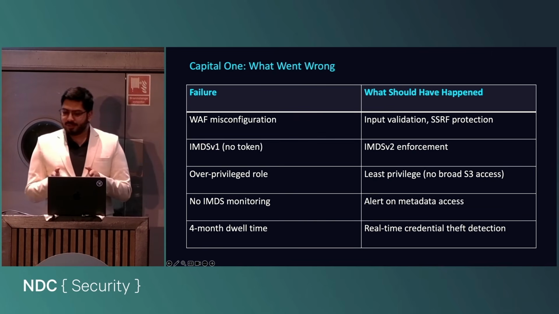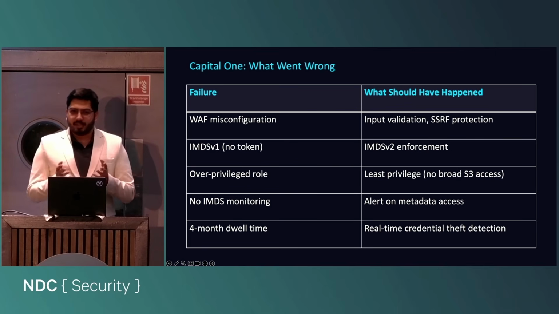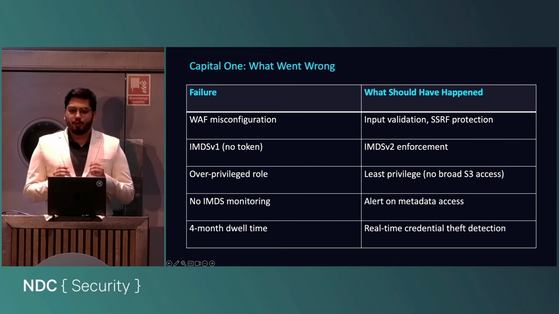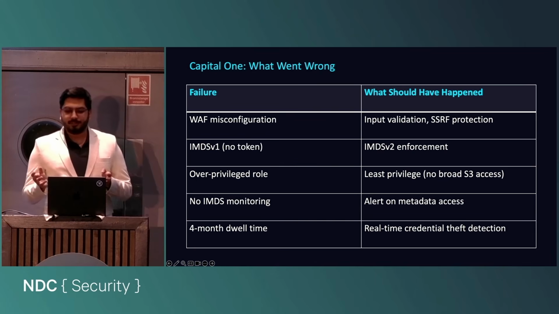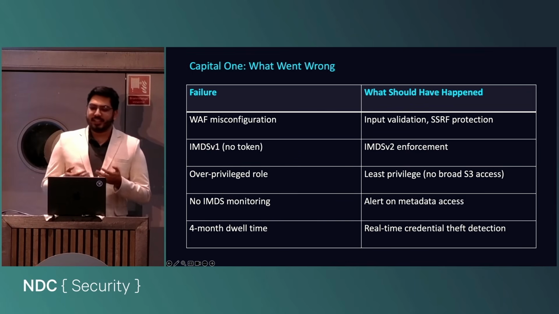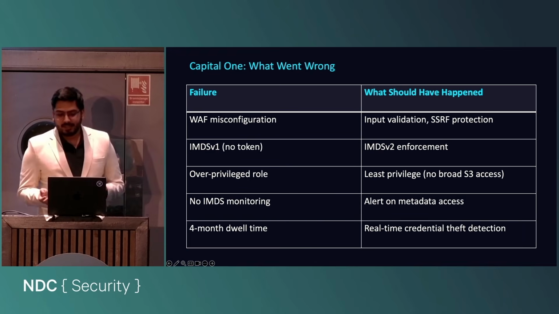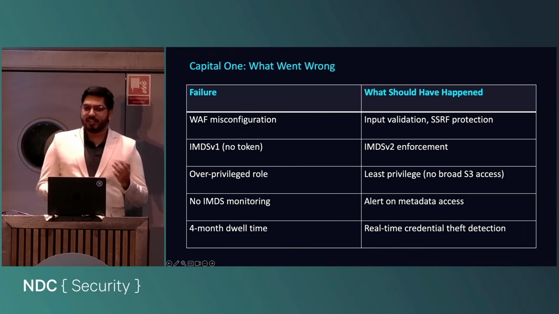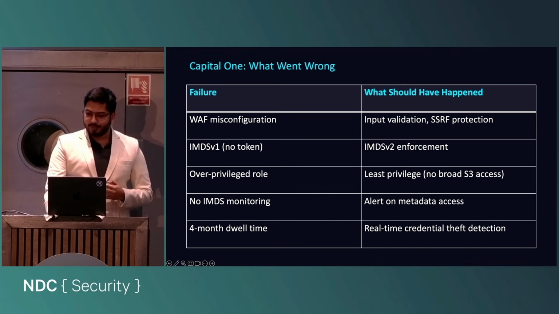Thirdly, the role was overprivileged. The application needed access to maybe a handful at max of S3 buckets, yet it had access to over 700. The old principle of least privilege would have just contained this. Fourth, nobody was monitoring the IMDS access. There was no logging, no alerting. The metadata service was being called and nobody really knew about it. And fifth, the dwell time. 4 months from March to July. She was exfiltrating data for 4 months before someone, maybe out of their goodwill, tipped them off on Twitter. And every single one of these things is detectable and preventable, and that's what I'd like to show you today.